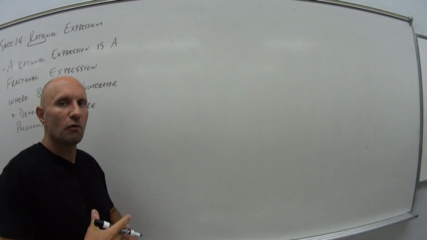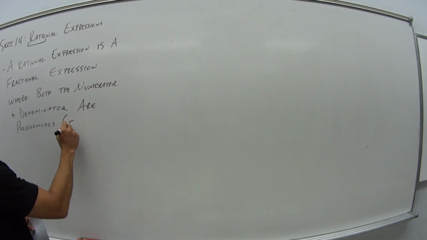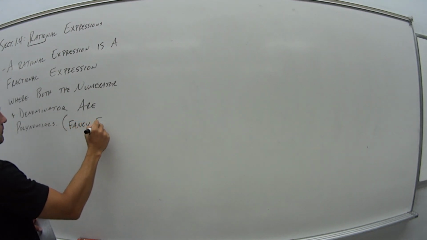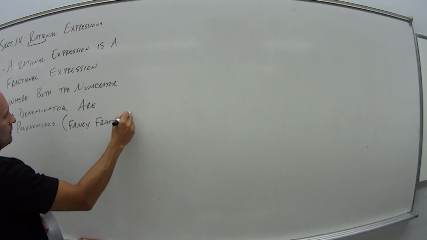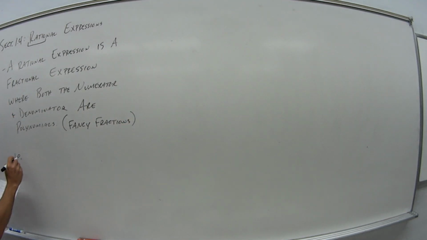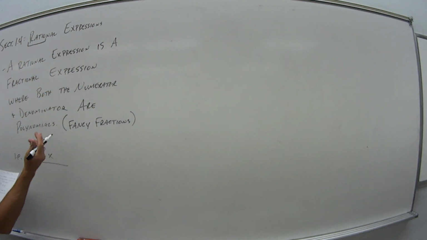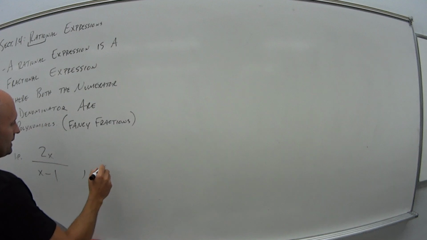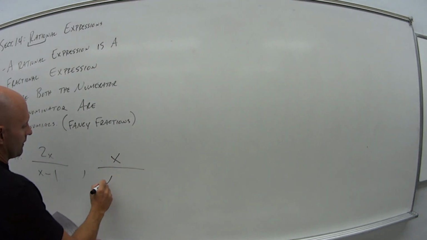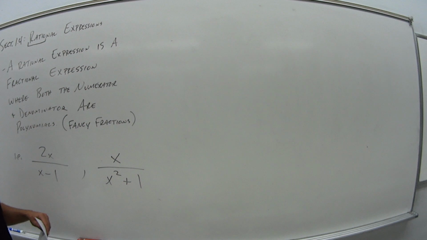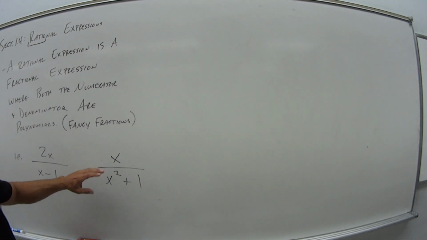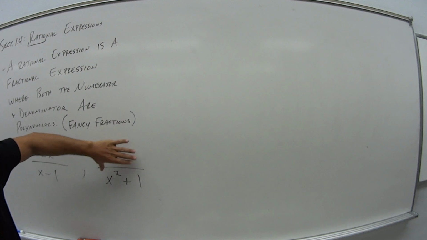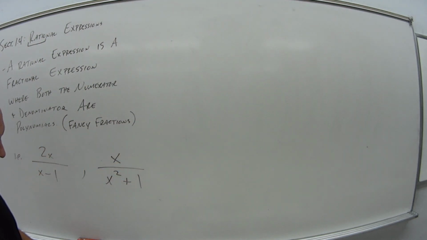The way I like to think of these is basically just fancy fractions. For example, I have some polynomial in the numerator, let's say 2x, and a different polynomial in the denominator, maybe x minus 1. Or maybe you have just x in the numerator and x squared plus 1 in the denominator. You could keep creating these all day: a fraction with one polynomial in the numerator, one polynomial in the denominator.